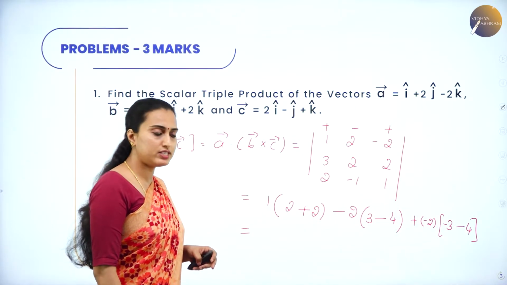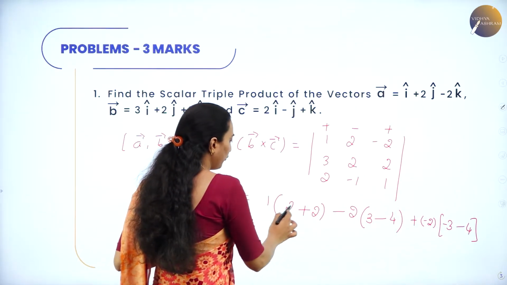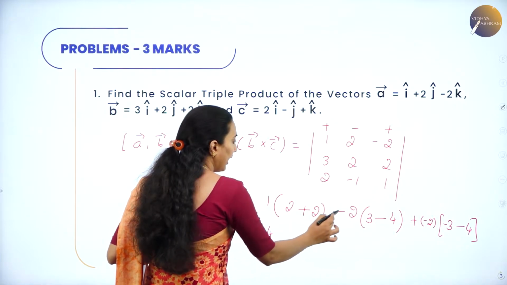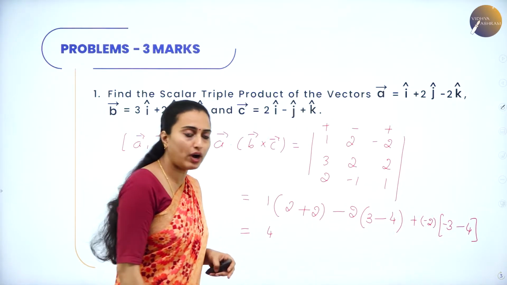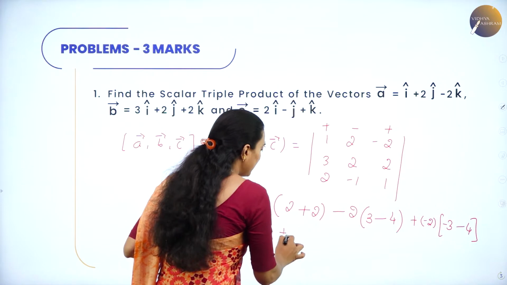Now you can simplify still further. 2 plus 2 is nothing but 4. 4 into 1 is 4. Correct? Again, 3 minus 4 is minus 1. Minus 1 into minus 2 is plus 2.